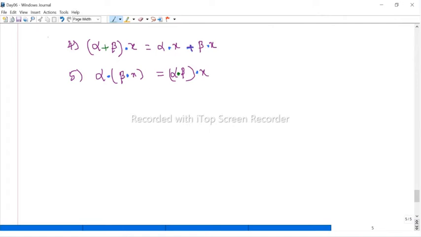Okay, now subspace means what? When we say a subset of a vector space V is said to be a subspace, then the subset itself is a vector space over the same field. So what do you mean by subspace?